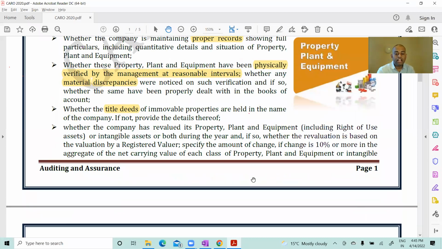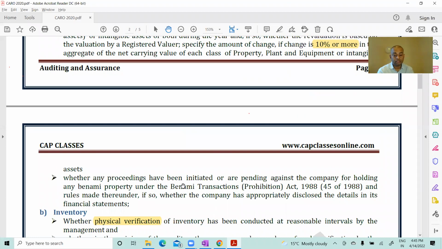Then revaluation of property, I told you. Revaluation of PPE, change is 10% or more. Either it could be upward or downward. Then you need to report. Then Benami transactions.